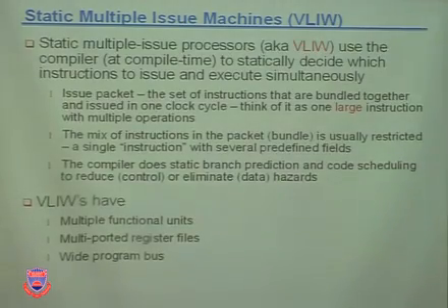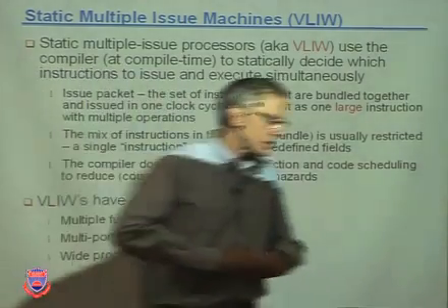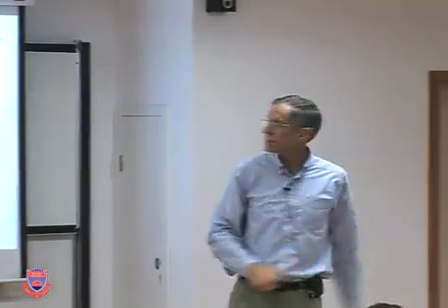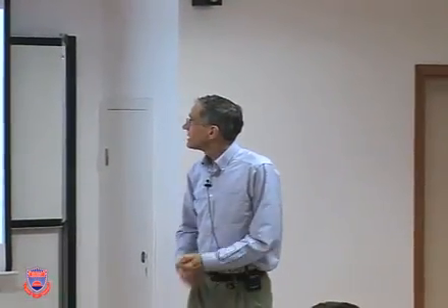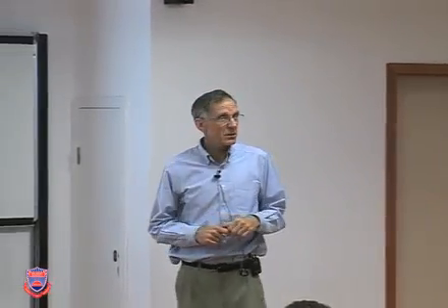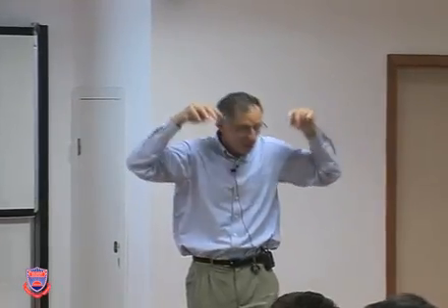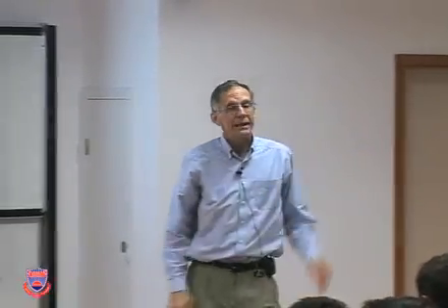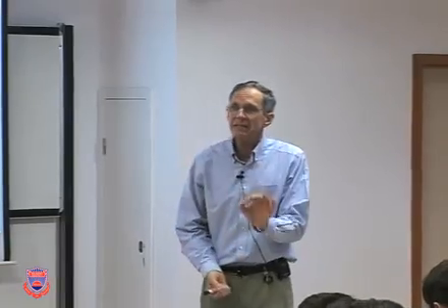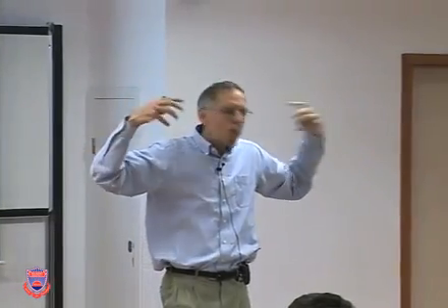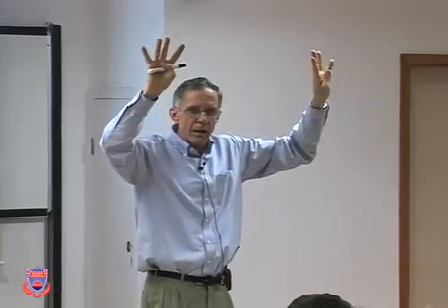All right, let's go into the details of the static multi-issue, the VLIW, very long instruction word. That's the one with multiple instructions in the same word. Basically, the compiler decides statically which instructions to issue and execute simultaneously. If they're in the long word, it means they will be issued simultaneously. That means it's the compiler that's giving the guarantee: these guys are independent from each other. No problem, they can launch and run in parallel.